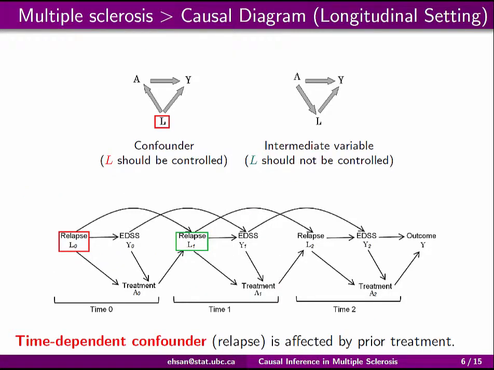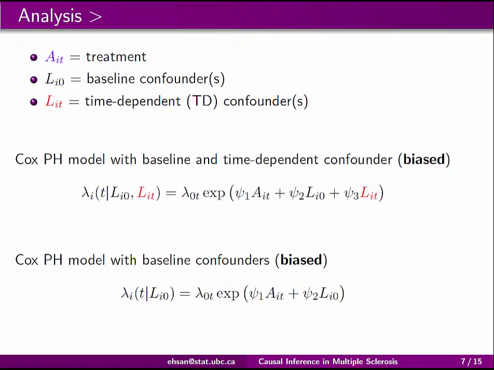In longitudinal studies, sometimes confounders are also affected by the previous treatment. In epidemiology, they are commonly referred to as time-dependent confounders. As the time-dependent confounder, L sub t is an intermediate variable as well as a confounder, adjusting or not adjusting for them both will produce biased estimates.